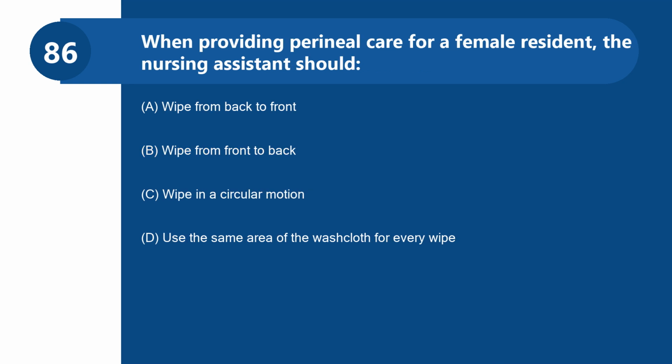Question 86. When providing perineal care for a female resident, the nursing assistant should: Option A, wipe from back to front. Option B, wipe from front to back. Option C, wipe in a circular motion. Option D, use the same area of the washcloth for every wipe. The correct answer is Option B, wipe from front to back.